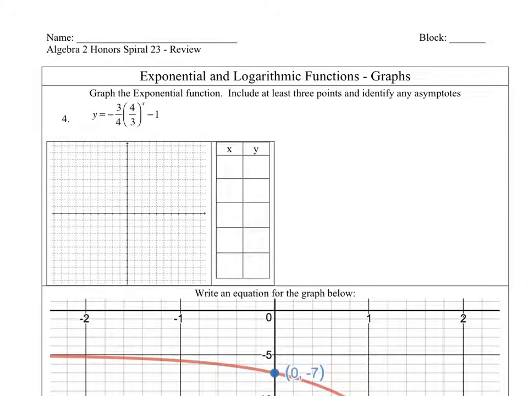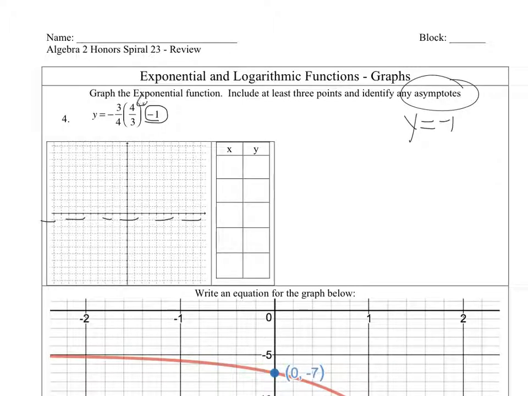We've got an exponential function. This is negative 3/4 times 4/3 to the x power minus 1. What we're going to do is identify some points of interest on here and then work on some asymptotes. I see a minus 1 at the end, so I'm going to draw on my asymptote first. That's at y equals negative 1.